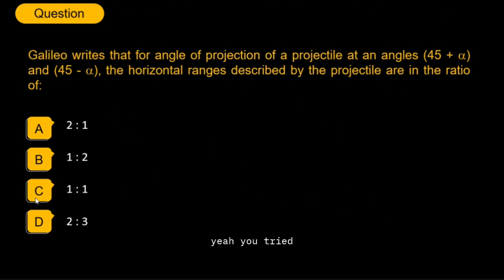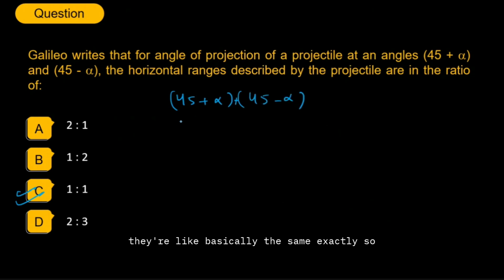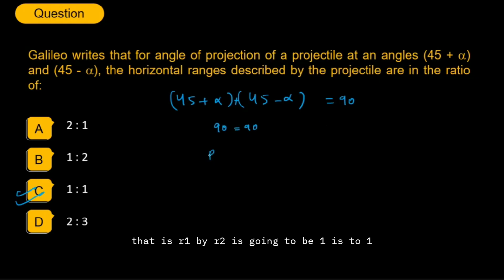Did you try it? Yeah, I got 1 to 1. Correct, you are pretty intelligent. Exactly. Whenever you are given any two angles, just add those two angles. If the sum is 90 degrees, you can say the range is going to be the same. As the sum of these two angles is 90 degrees, the range is the same. That is, R1 by R2 is going to be 1:1.